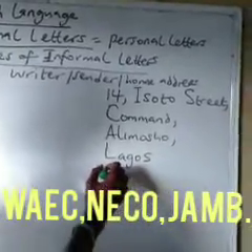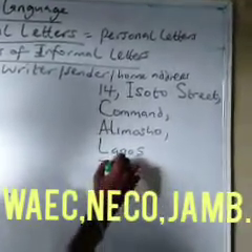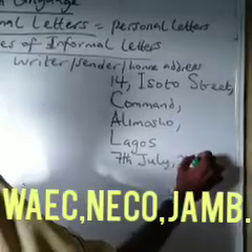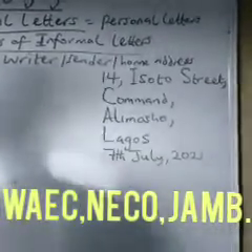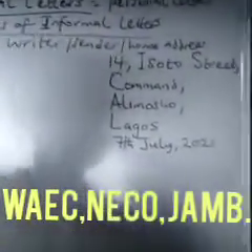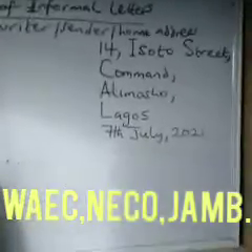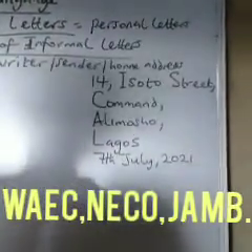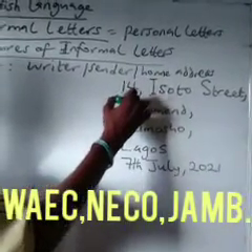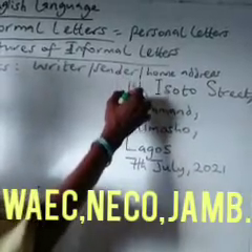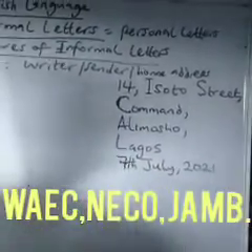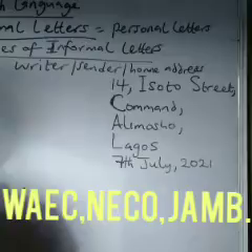Then you write the date you are writing the letter: 7th July, 2021. Make sure your letter is written on a straight line. Make sure you check with your eyes that this is written in a straight line. That's what we call block form. This is the address of the person writing the letter, and you can see it at the top right hand side.